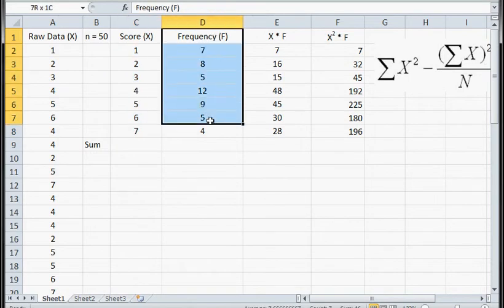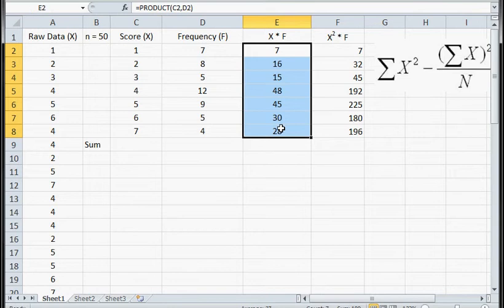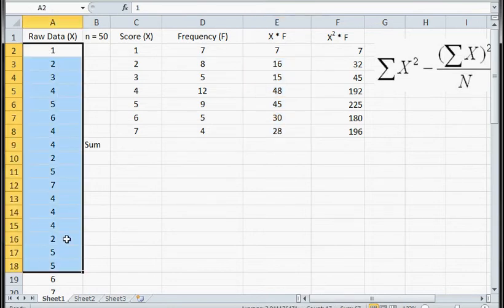The D column is our frequency. This is the rate by which each of these responses actually occurred within our data set. The E column is the product of X times F. By taking the sum of this score, we could get the total sum of X, which represents the sum of all of these values combined. Now in F, we have an additional column, which is the product of X squared times F. This is basically the same as if we were to square the X values and then take the sum of that.